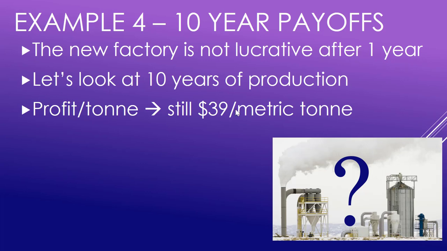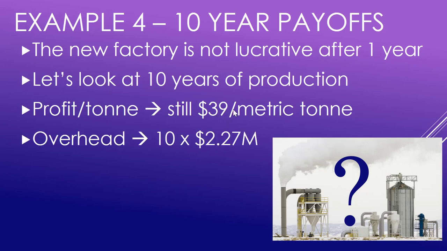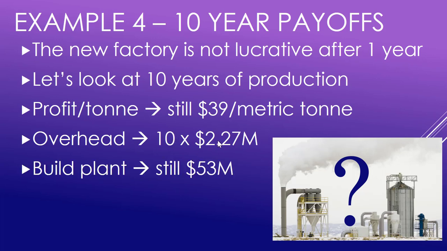So let's say profit per ton is still the $39 per metric ton. Overhead stays fixed at that 2.27 million. We're going to times by 10 for overhead if we're looking at 10 years. And the cost to build the plant was still that 53 million.